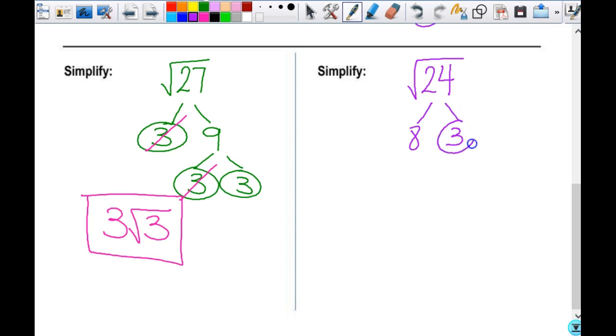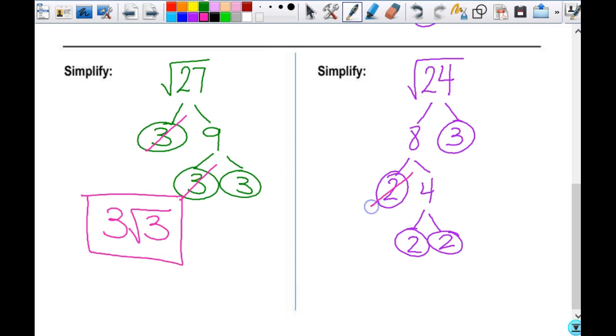All right, so 3 is a prime number. 8 is going to be 2 and 4. 2 is a prime number. 4 and 4, so that's 2 and 2. And I'm done with my tree. Okay? So then I start looking for pairs.